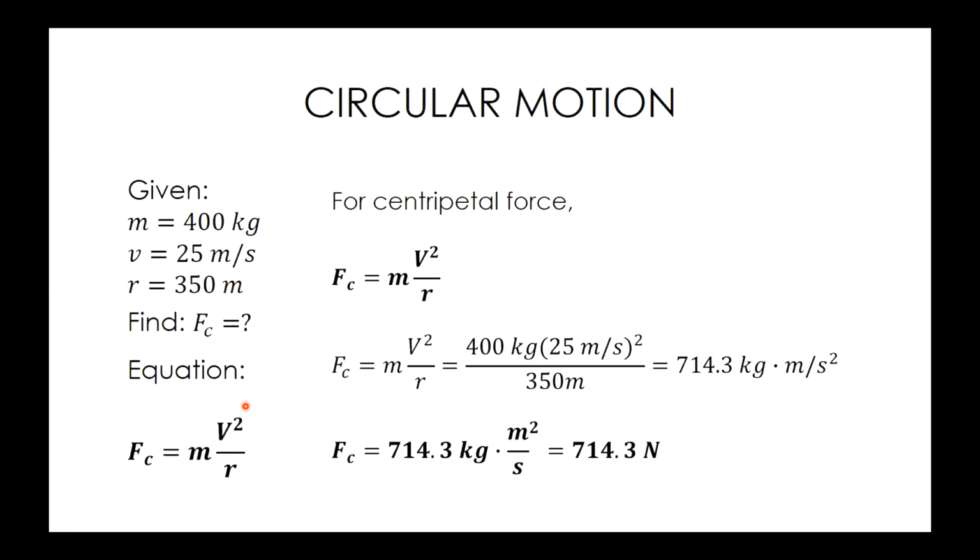So, let's find out. Ang equation natin, working equation is this one. So, we have F sub C is equal to M times V squared over R. So, direct substitution lang. Ang ating M is 400 kilograms. Ang ating velocity is 25 meters per second squared and ang ating radius is 350 meters. Makakakuha tayo ng sagot na 714.3 kilogram meter per second squared. And this unit, kilogram meter per second squared, is also known as Newton. Okay, so this will be our final answer.